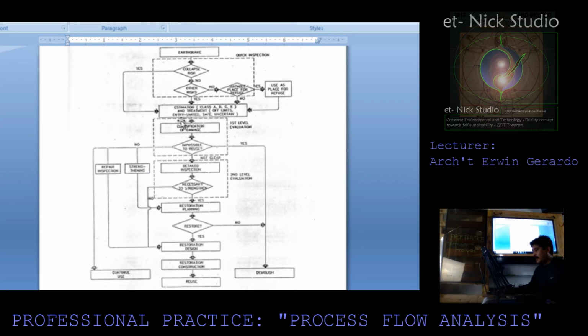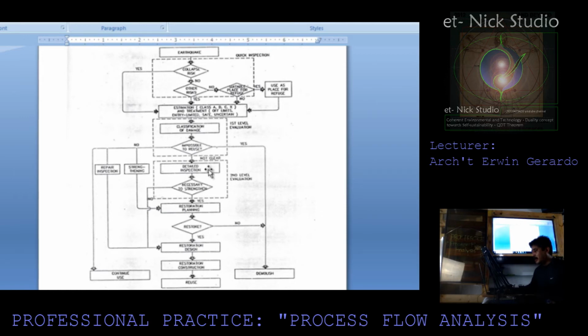Then eventually, there is a next level wherein they need to classify the damage. So this is the first level of evaluation. The next procedure is: is it impossible to reuse? If yes, then automatically the structure will be demolished. Or they need to classify the damage if it is impossible to reuse.